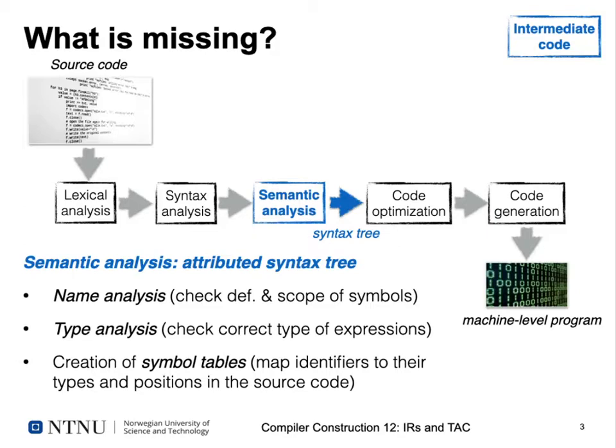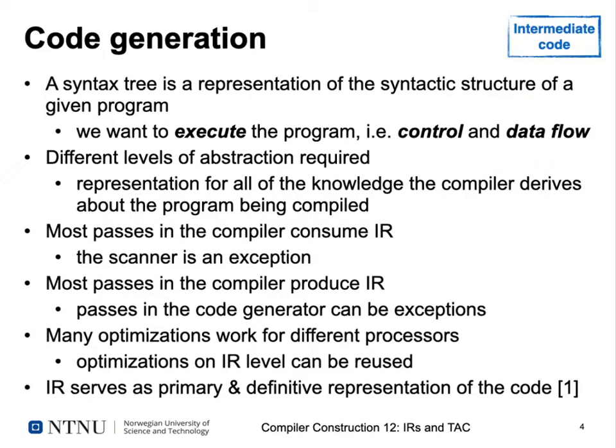So a symbol table then just maps the identifier to a type and also to the position where this identifier shows up in the source code. So we're here, we have an attributed syntax tree. So our next steps in our general compiler toolchain would be to optimize and to generate code. So generating code obviously needs to consider information in our syntax tree.